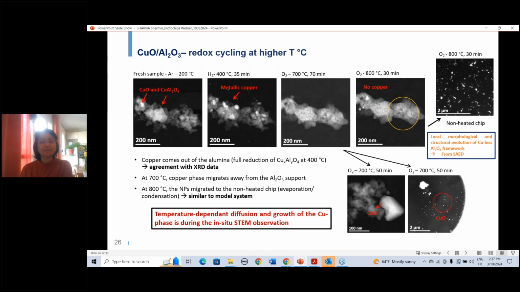But the good news is we saw some local changes in the morphology and structure of the now copperless alumina. And if we do selected area electron diffraction, we could see some planes related to the alpha alumina. So we were partially happy.